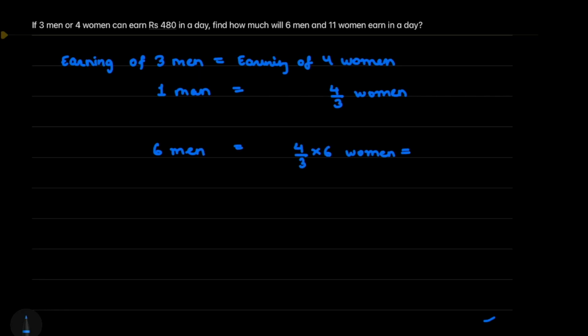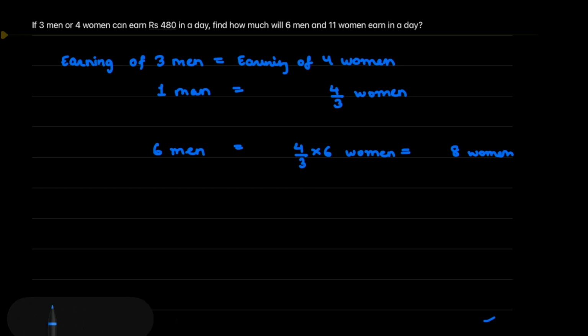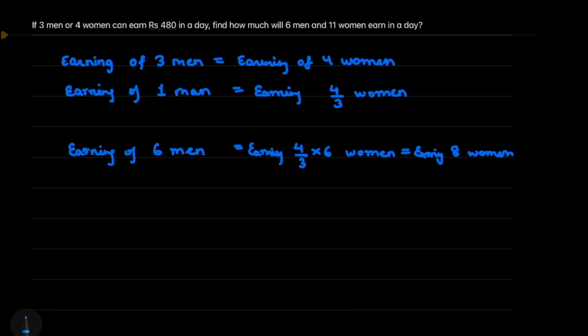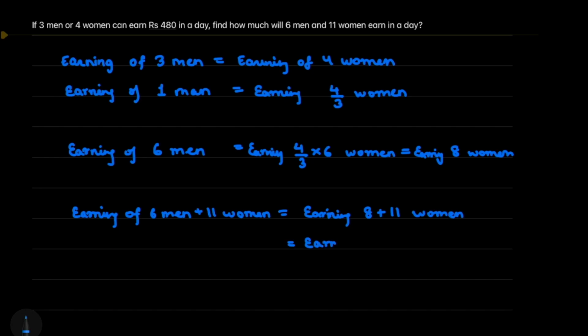And we can also link this to the earning of 8 women, because we have just doubled the values 3 and 4 to 6 and 8. So we need to find the earning of 6 men and 11 women, and this has been asked in the question. So we'll convert these 6 men and 11 women to all women. We know that earning of 6 men is 8 women. So that would be earning of 8 plus 11 women, or earning of 19 women.